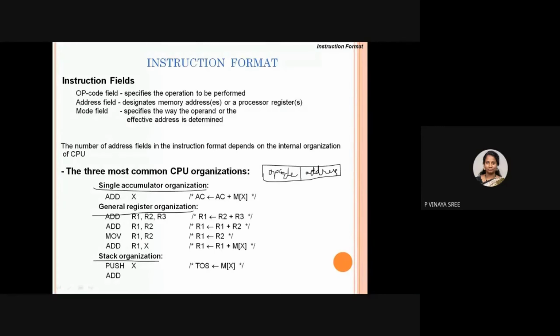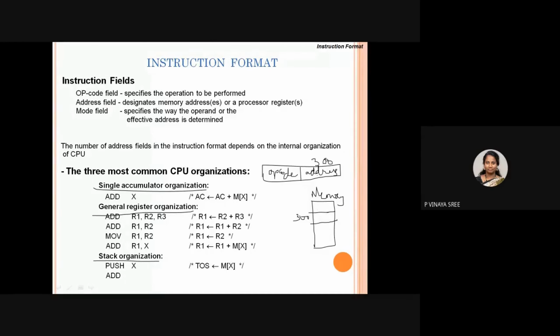So what is this address actually? It is an address which specifies the operand. Here you'll be having a memory, and whatever address we have here, let us consider 300. It goes to the 300 location, and whatever data is there will be executed. So that is a single address.